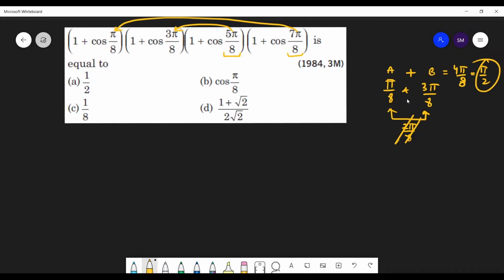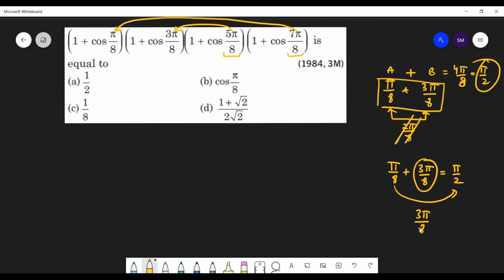So we have to find the combination, adding or subtracting, such that we'll get multiples of pi by 2. That's the hint. Okay. So if you have the angles pi by 8 plus 3 pi by 8, we can clearly see that if we add them, we'll get pi by 2. 4 pi by 8 is pi by 2. Now, how can I write 3 pi by 8? So 3 pi by 8 is equal to pi by 2 minus pi by 8. Right?